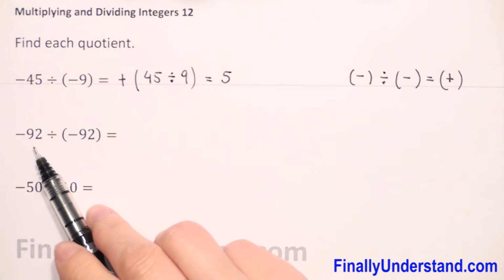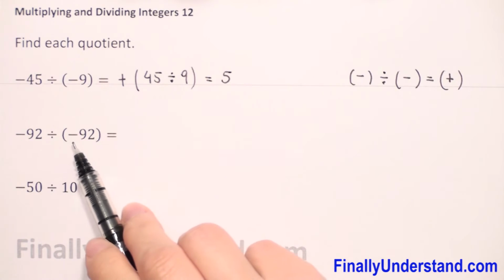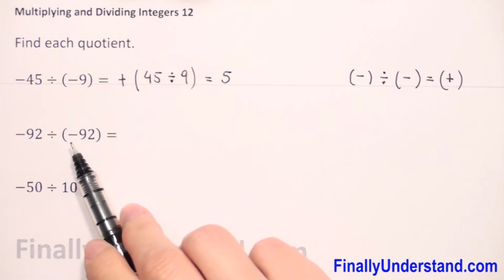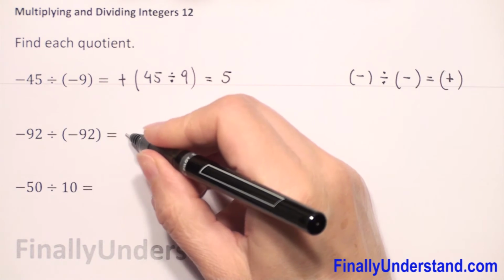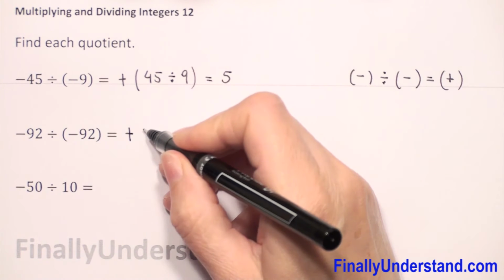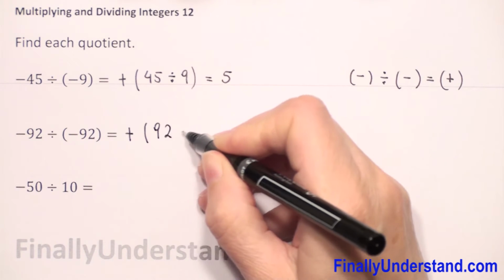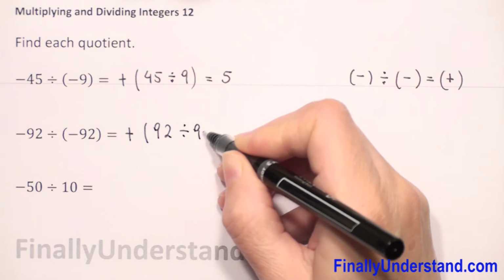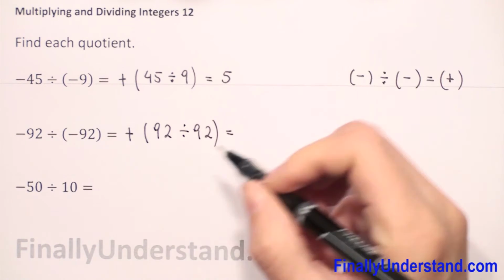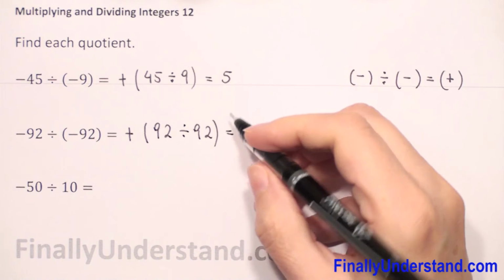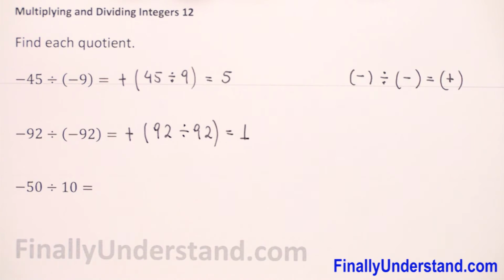Next example, again we have a negative number divided by negative. Negative divided by negative is positive, and we have to divide 92 by 92. So positive sign we don't have to write. 92 divided by 92 is just 1.